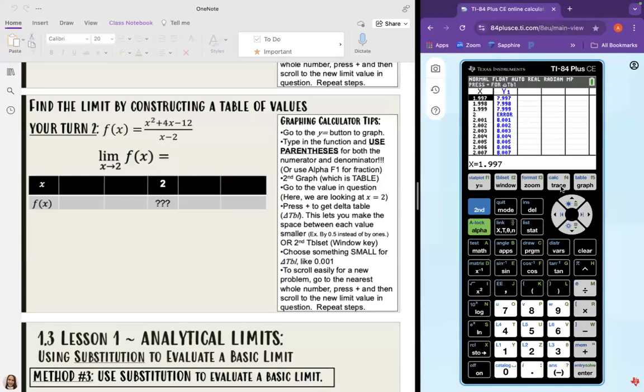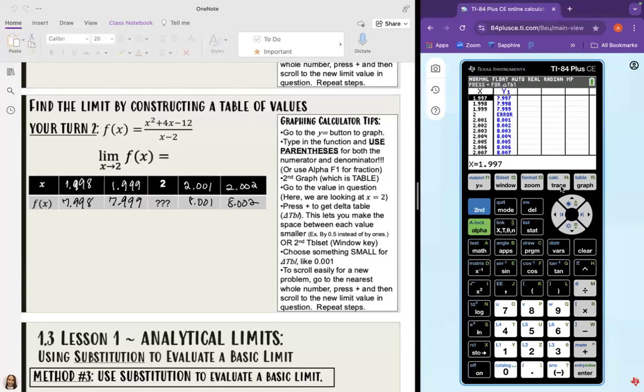So it looks like for the x values, 1.999, 1.998, you would have 7.998, 7.999. I just had two values on each side.